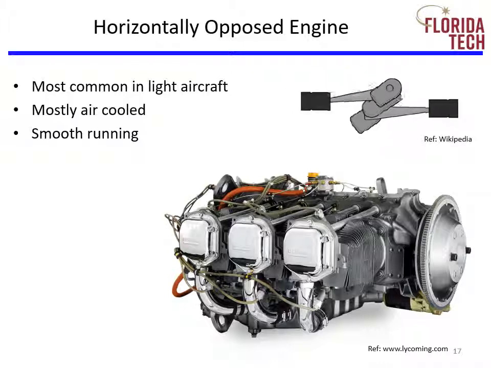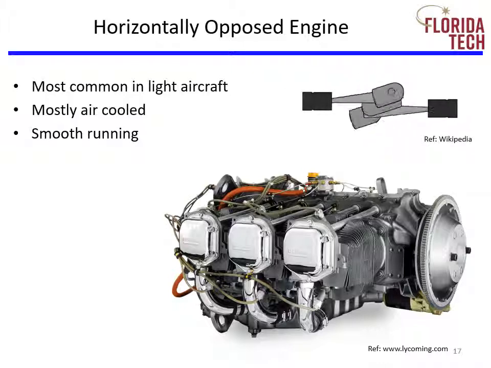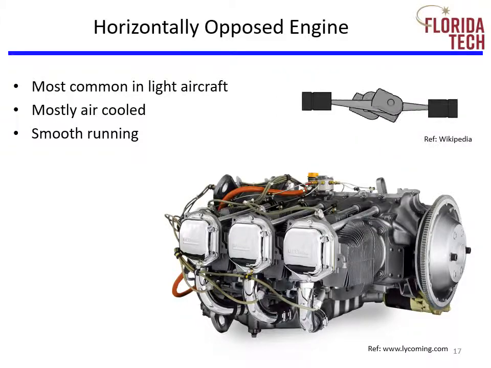Horizontally opposed engines are most common in light aircraft. The Piper Cherokee 6 uses a horizontally opposed engine, the Lycoming O-540. They are mainly air-cooled and they run smoothly.